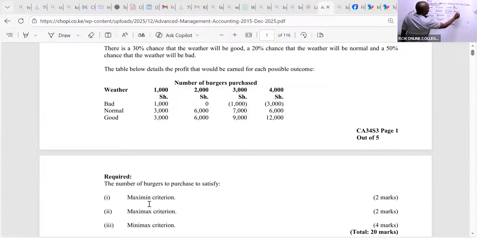3,000. The very highest in this alternative, 6,000. The very highest here, 9,000. The very highest in this, 12,000 is the very highest, isn't it? So this is the best of the best.